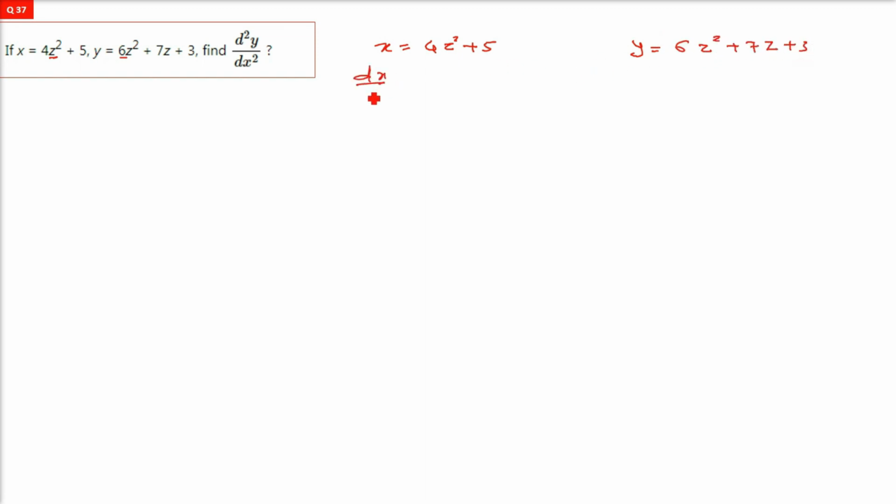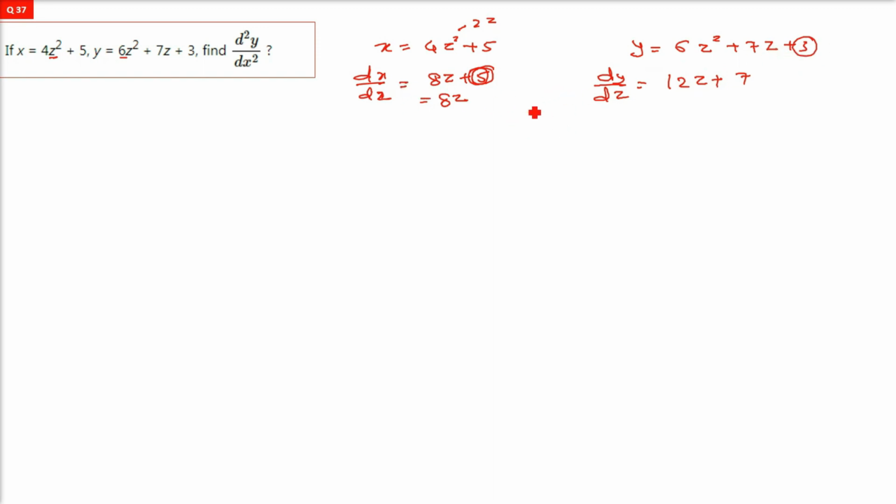dx by dz we will do. Now just assume that we are differentiating with respect to x, and z here is x. So 4z square will be 2z, so 8z, plus 0. It's not plus 5, 0. dy by dz is, again z square is 2z, 6 into 2z is 12z. Now here you have 7 and then 3 will be 0. So you have 8z and 12z plus 7. So this is dx by dz and dy by dz.